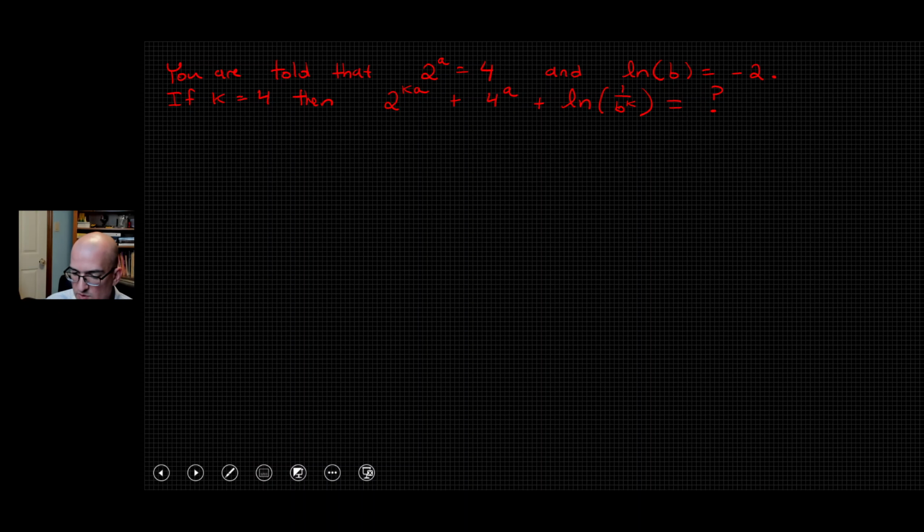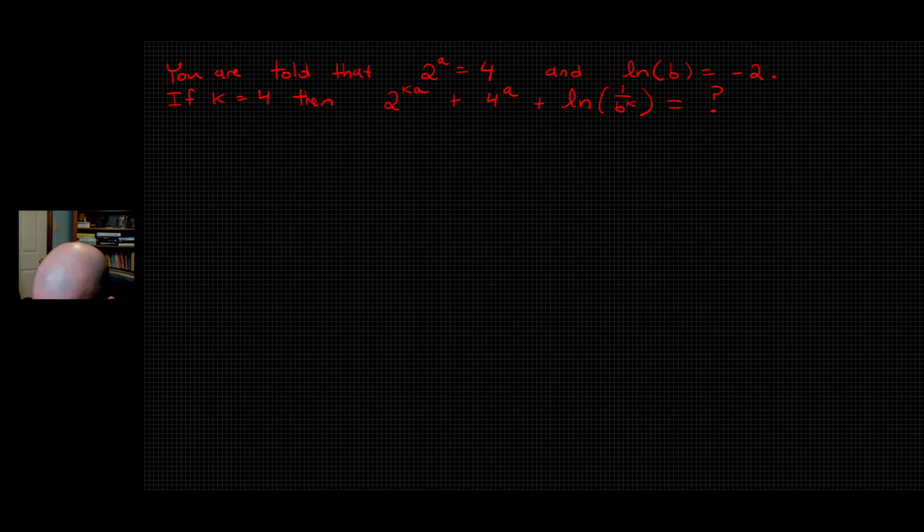Next question, we're told some information. 2 to the power of a is equal to 4, ln of b is equal to -2, k is equal to 4, and then it asks, based on all that information, simplify 2 to the power of ka plus 4 to the a plus the ln of 1 over b to the k. We need to transform the components we have so that we can use the information that's given.